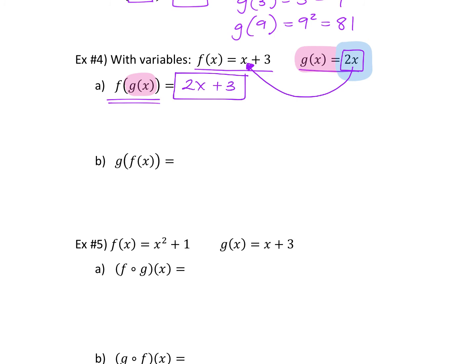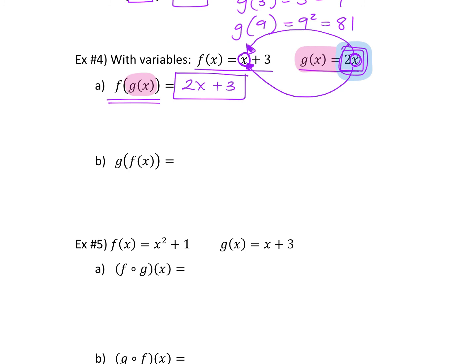Does that make sense? So we plugged in for our initial function here, right? g of x is just 2x, that's what we get. And we plug that g of x function into our f of x function at x.